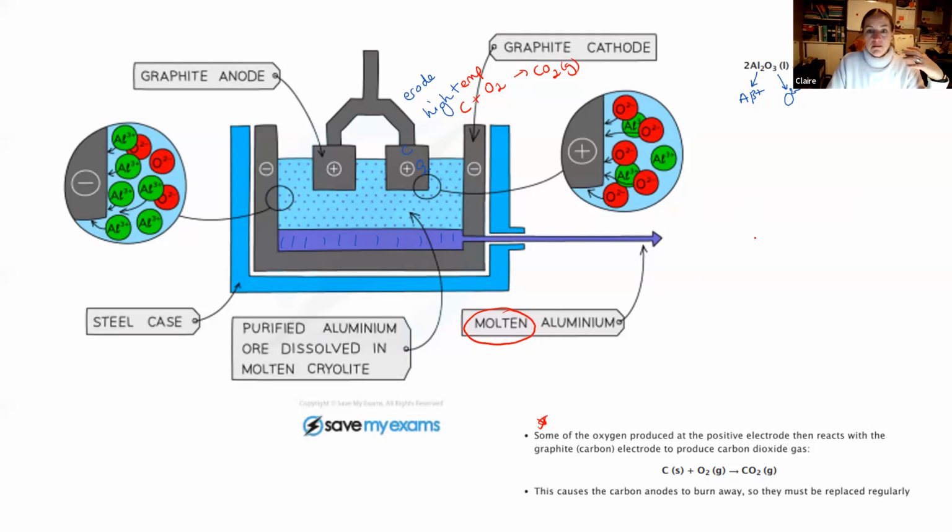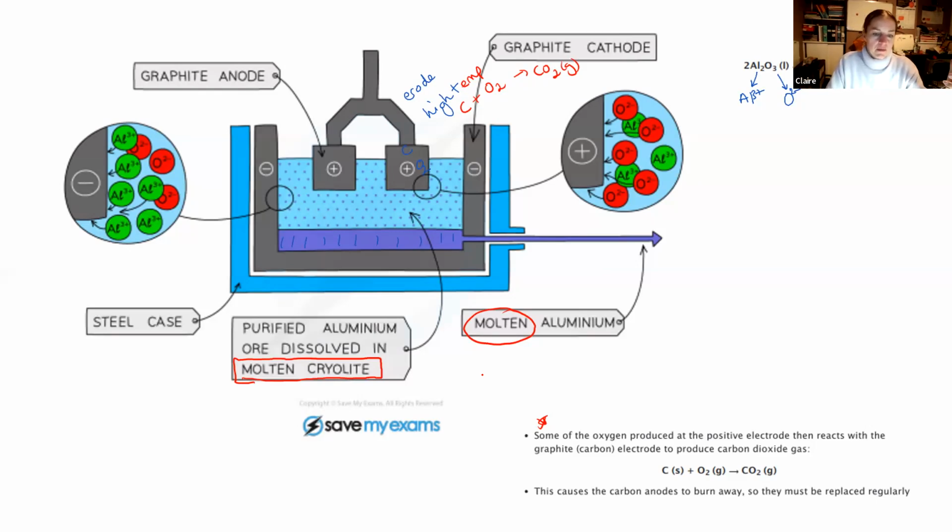So what they do, they mix it with cryolite. So here, it's dissolved in molten cryolite. That reduces the melting point down to around 800 or so. It just makes it a bit more viable, more cost effective. So that's what you've got to say.